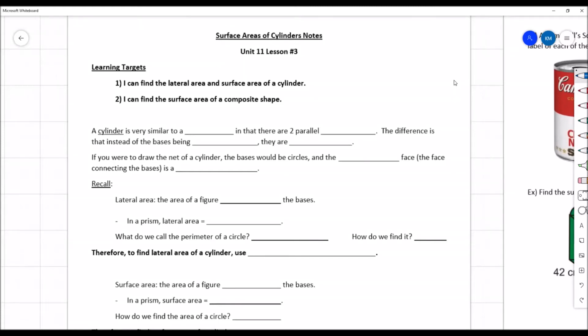Today we're looking at surface area of cylinders notes. At the end of this video, you should be able to find the lateral area and surface area of a cylinder, and you should be able to find the surface area of a composite shape.